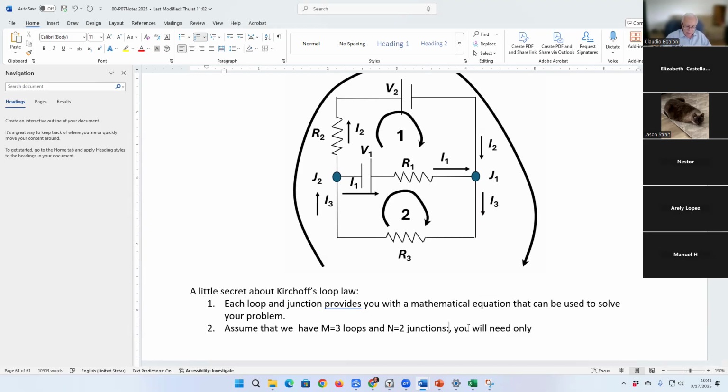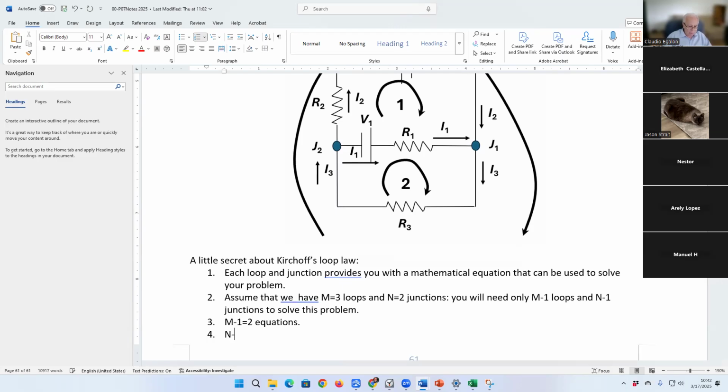And the secret is this one that I'm going to tell you right now. You need only m minus 1 loops and n minus 1 junctions to solve this problem. Okay? So m minus 1 is going to be equal to 2 equations, right? And n minus 1 is going to be equal to a third equation, one more equation.